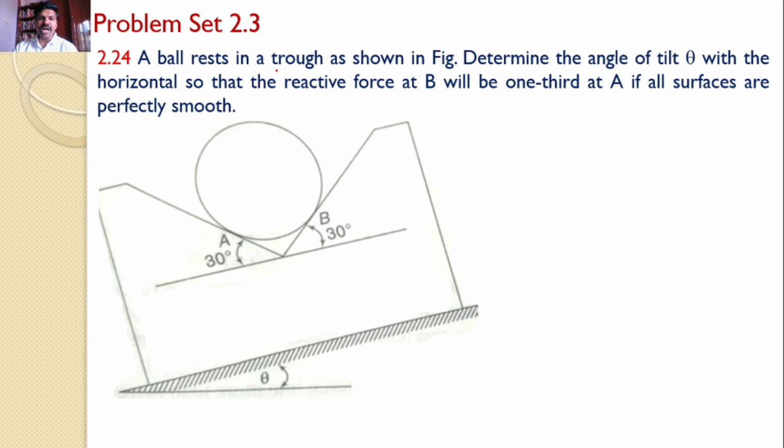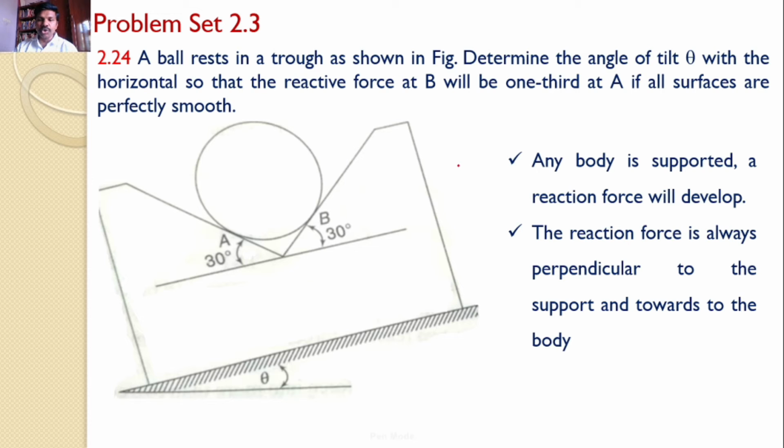A ball rests on a trough as shown in the figure. Determine the angle of tilt theta with the horizontal so that the reactive force at B will be 1/3 of A if all surfaces are perfectly smooth. That means our interest is to find the value of theta so that the reaction at B is 1/3 of the reaction at A.